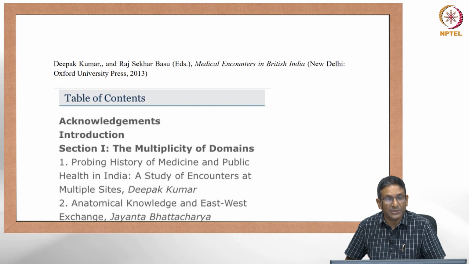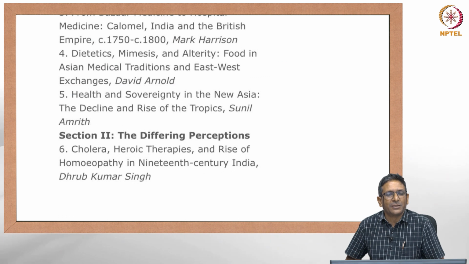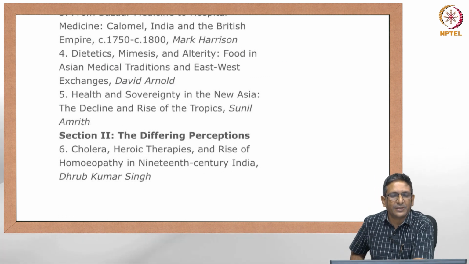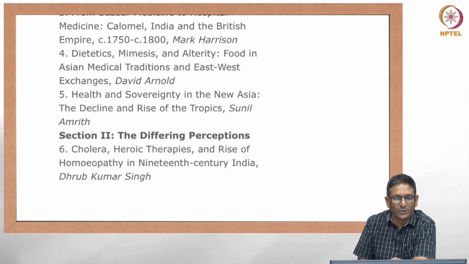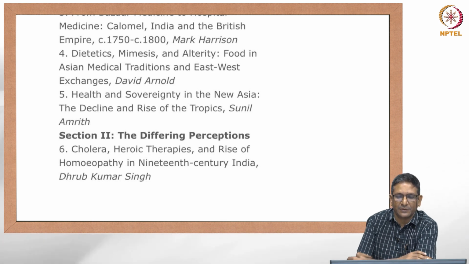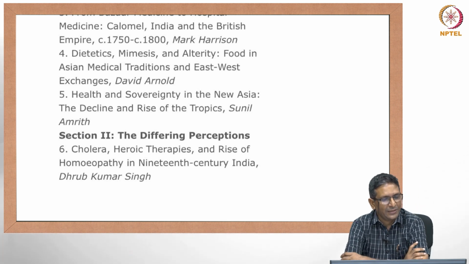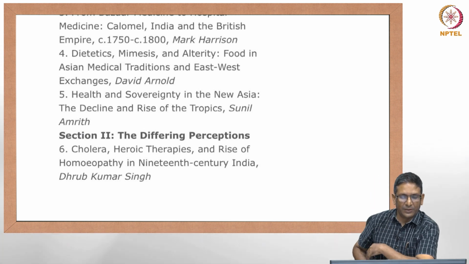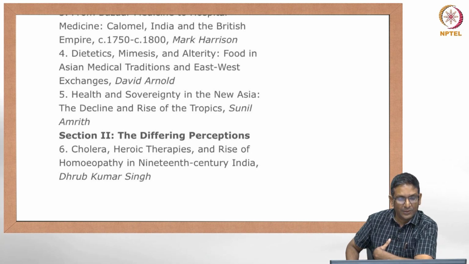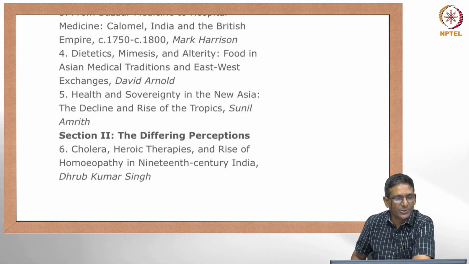Then the second one is a piece on anatomical knowledge. Then the third one is about bazaar medicine to state medicine, the kinds of movements between the two worlds. Then the next one is about food. That's again one thing which we have not talked about much. Then health and sovereignty, the decline and rise of the tropics. Then we have work on cholera, but focusing on homeopathic approaches to it.